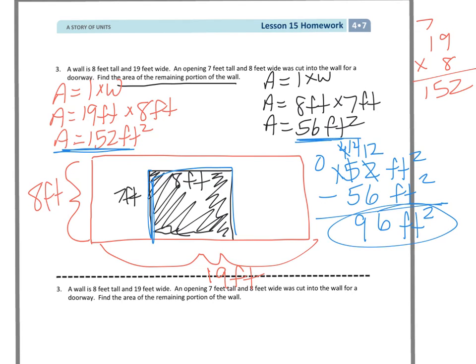So I'll write my answer statement. And there it is. The area of the wall without the door is 96 square feet. Notice I did word form for square feet instead of feet with an exponent of 2. Either one is good.